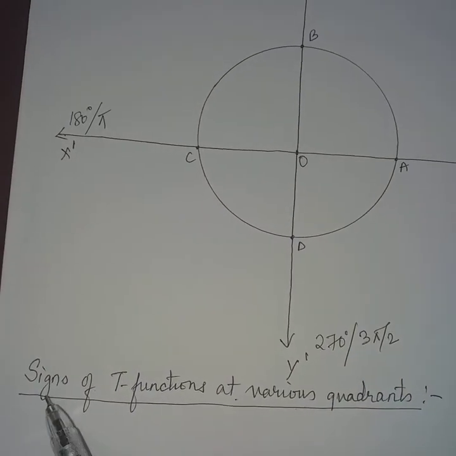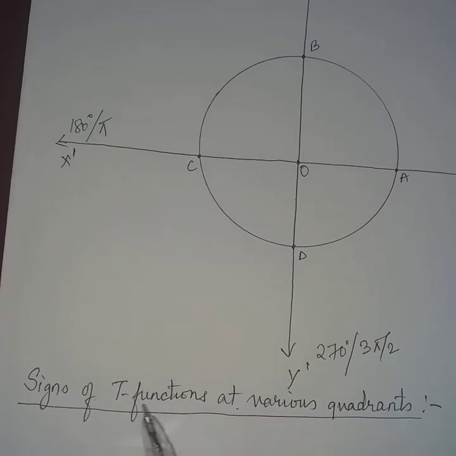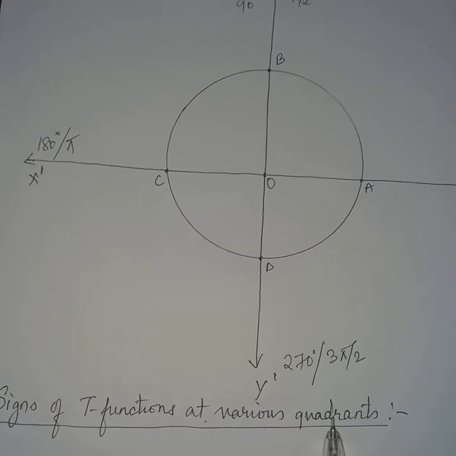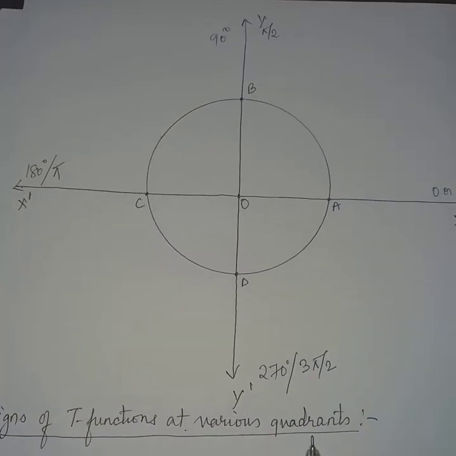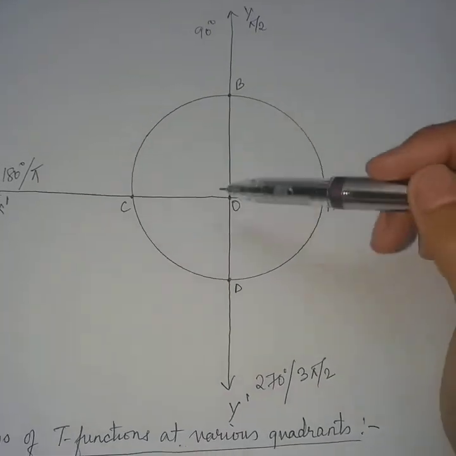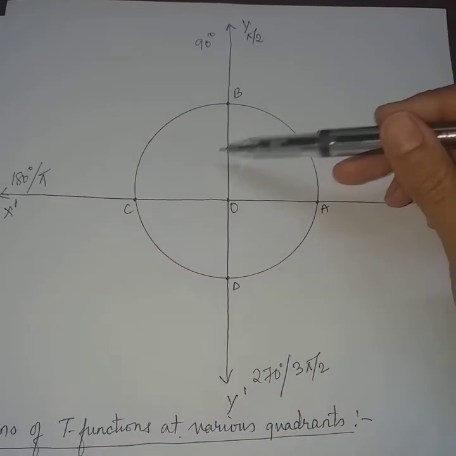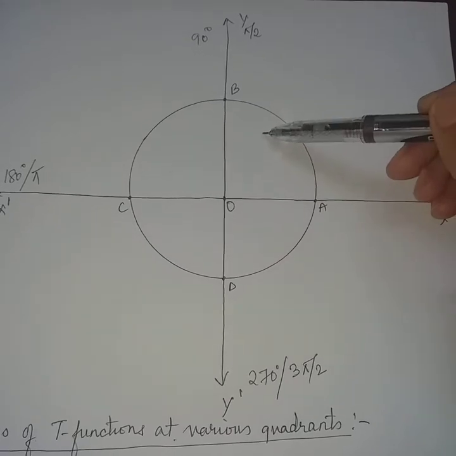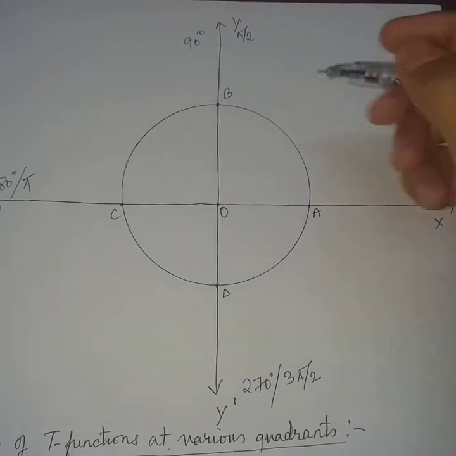Hello students, let us learn signs of trigonometric functions at various quadrants. Now what do we mean by quadrant? When a circle is divided into 4 equal parts, then each part is called a quadrant. So here we have 4 parts of a circle.